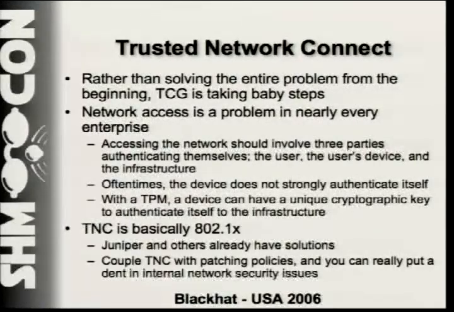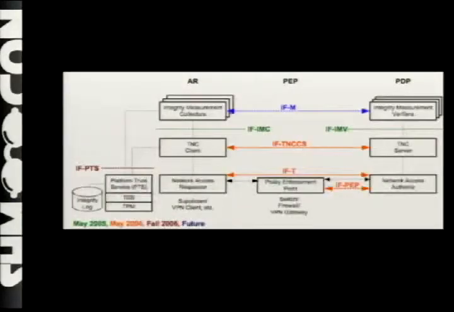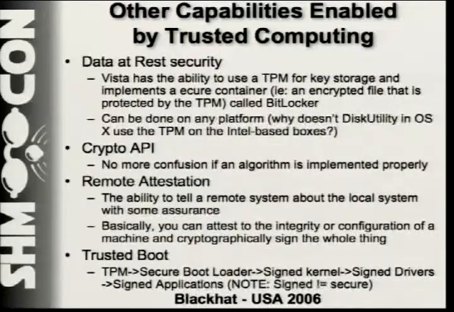Well, oftentimes devices don't strongly authenticate themselves. There's a password, something advanced as a password. TNC is basically 802.1x that has the capability to tie into the TPM and use these keys that are stored internally to authenticate the device and the capabilities of the device to the rest of the enterprise. Pretty straightforward. Juniper already has it, and others already have solutions that are TNC compliant. Here's a really bad graphic I lifted from the website that I'm not even going to look at.